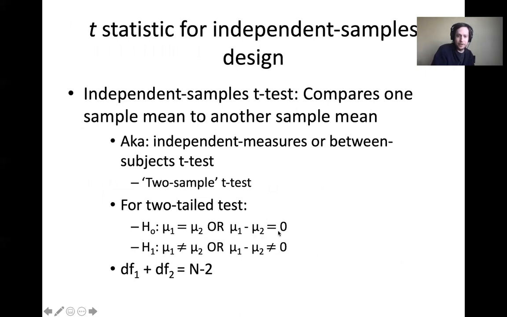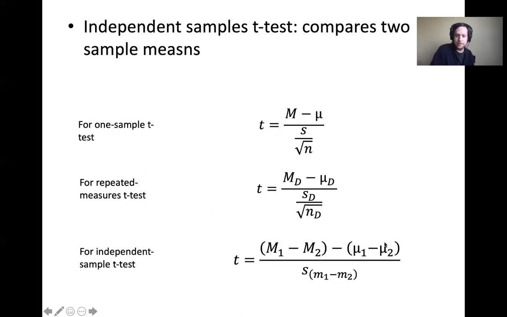Mu1 minus mu2 equals 0 according to the null hypothesis. Mu1 minus mu2, that's the exact statement that came from the null hypothesis. This equals 0, so just like you didn't have to really do any calculations involving mu sub d, that just falls away because it just turns to 0. The same thing is true for independent samples t. So really all you have to care about in the numerator is the difference between your two sample means. That's going to be what the numerator is.